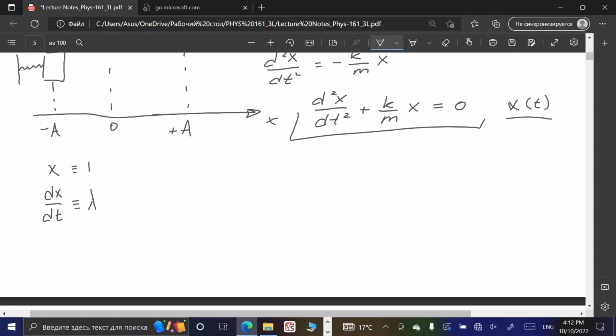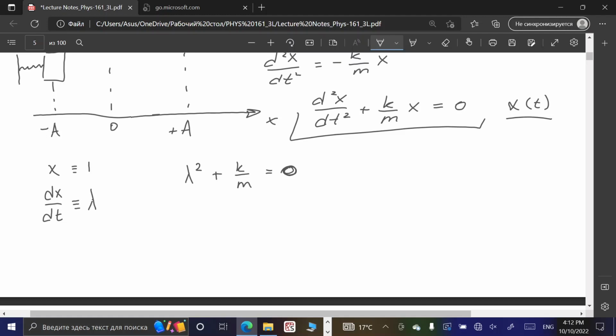So now let us look at our equation and write this characteristic equation from the differential equation. We have a second derivative, means we have lambda squared plus k over m. So x stands for unity, so we don't write anything here. And that is equal to 0. So this is the so-called characteristic equation for this differential equation.